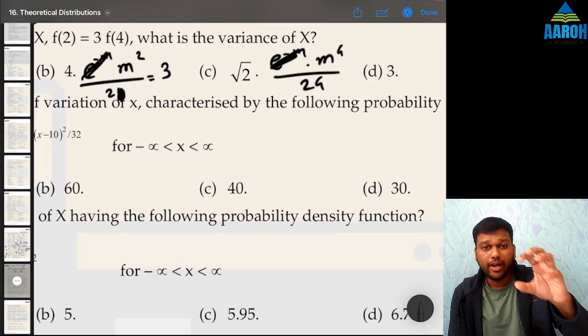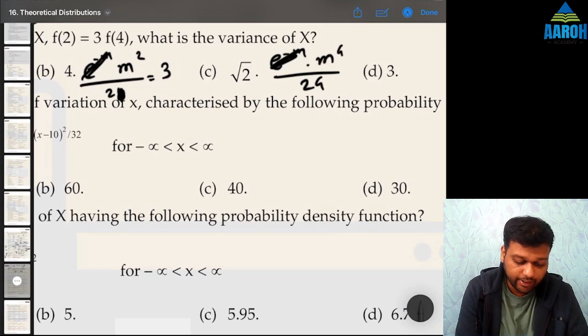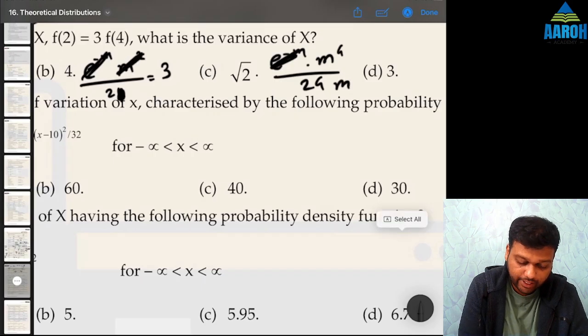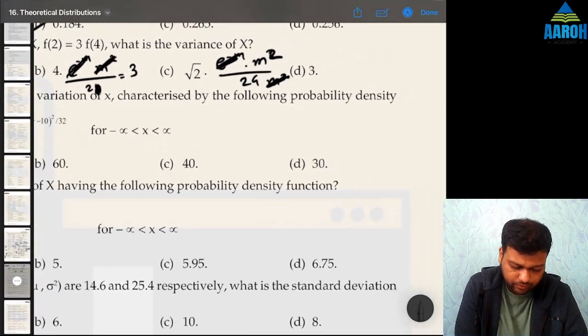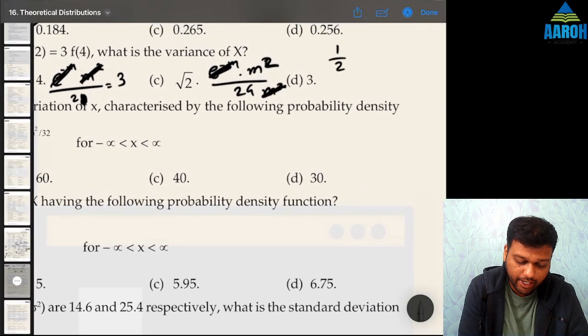Now, m square also, we can take it to the other side in the denominator, right? I'll just take m square here. So it will be cancelled, and we'll only have m square here instead of m raised to 4. Now let's simplify this. What do we have? 1 by 2 on the left hand side is equal to 3 into m square by 24.